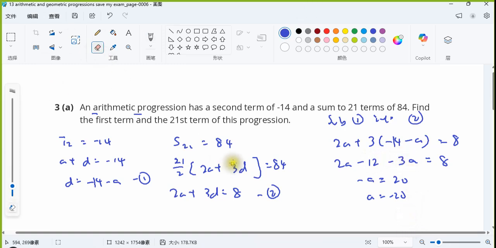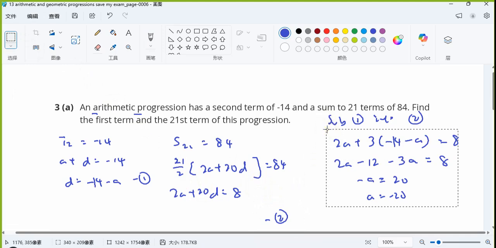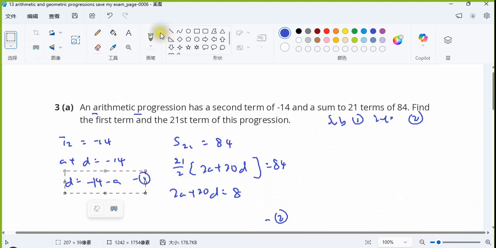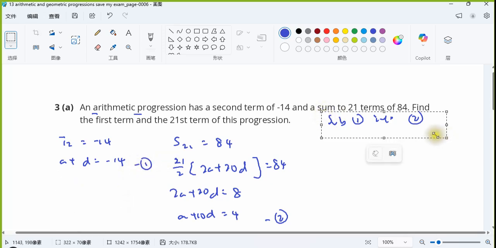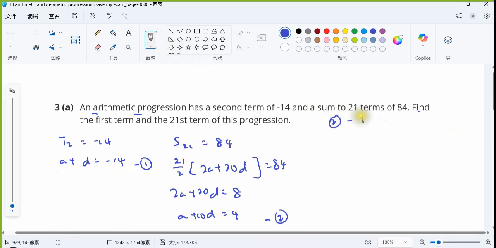Oh, no, this one is the 21. So it's 20D. Okay, so we have this equal to 8. And then, actually, we cannot. So A plus D equal to 4, A plus 10D equal to 4. Okay. So like this, we can just use equation 2 minus equation 1.